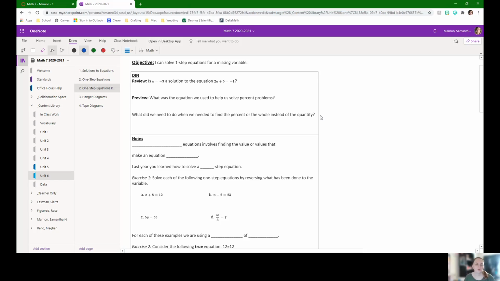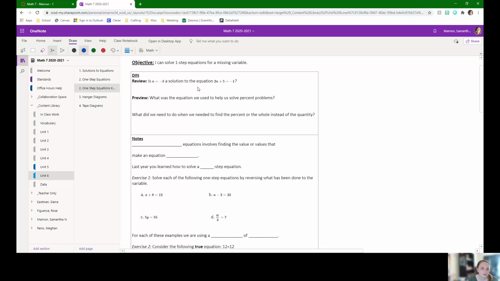So first we have our review question: is n equals -3 a solution to the equation 2n plus 5 equals -1? Pause the video and check to see if n equals -3 is a solution to the equation. Okay, so hopefully you've already tried. What we need to do is substitute -3 in for n, to see if we make this equation true. It's going to be true if both sides are the same.